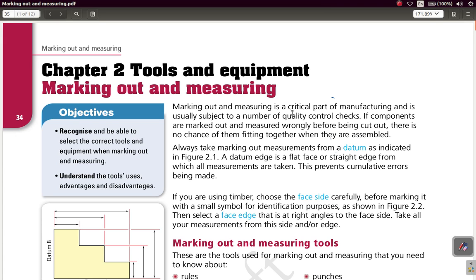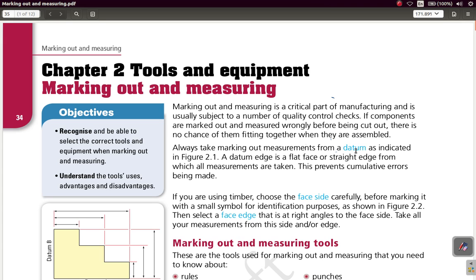Marking out and measuring is a critical part of manufacturing and is usually subject to a number of quality control checks. If components are marked out and measured wrongly before being cut out, there is no chance of them fitting together when they are assembled.